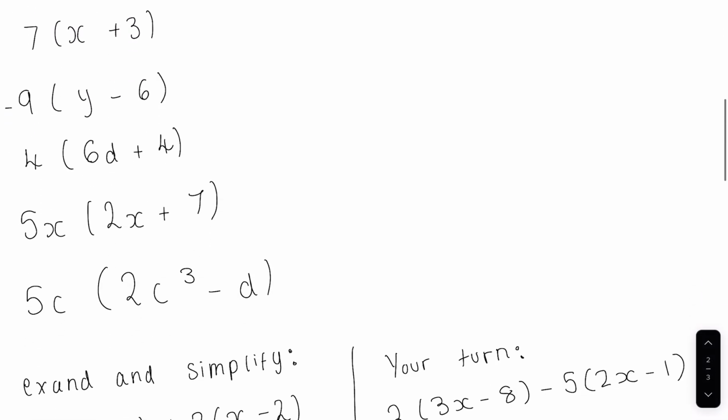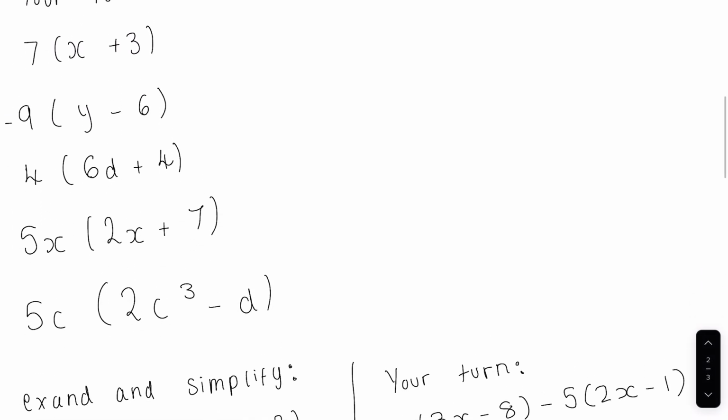So could you now have a go at those questions there? Pause the video, have a go, and we'll go through them. So for this then, you should have got 2x plus 21. Here, minus 9y. Now be careful, you're going to get a positive 54, because a negative times a negative.